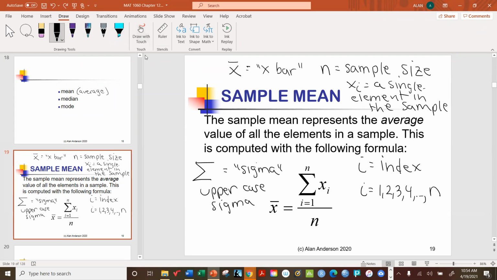X bar, the bar means that we're calculating some kind of an average. That's all it means. It's a symbol that's widely used in statistics to represent an average. Now, if you notice in the denominator, we have the letter n, lowercase n. This is the sample size, or in other words, how many elements are in your sample.